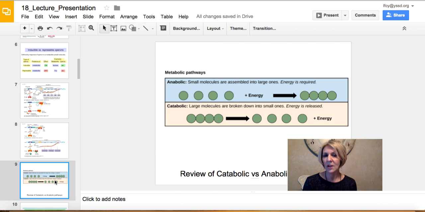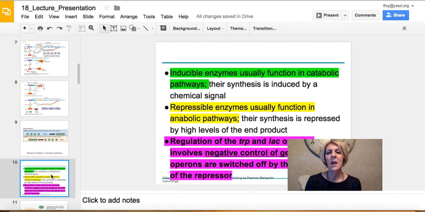Now, just to remind you about the difference between anabolic and catabolic pathways. Anabolic pathways are building. So they're pathways where you take small molecules and you assemble them into large ones. Energy is needed. And that's where we're building these. A catabolic pathway takes a large molecule and breaks it down into smaller ones. So I always tell my students, anabolic building, catabolic destruction. It's not really destruction, but it's the breaking down of a large molecule into a smaller one, and energy is usually released.